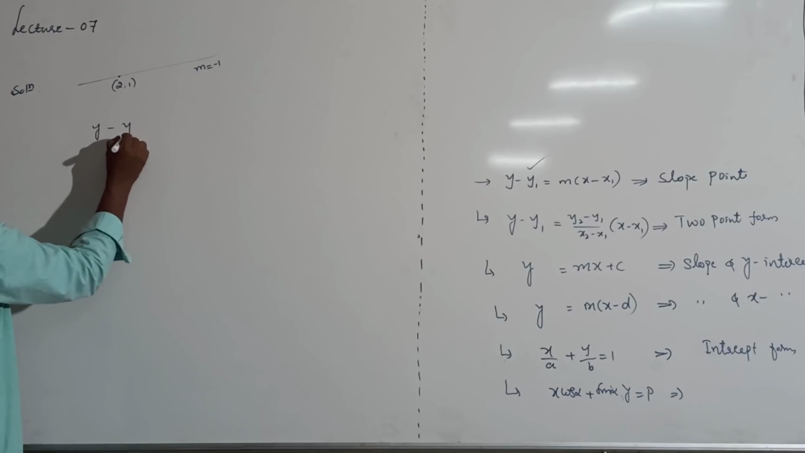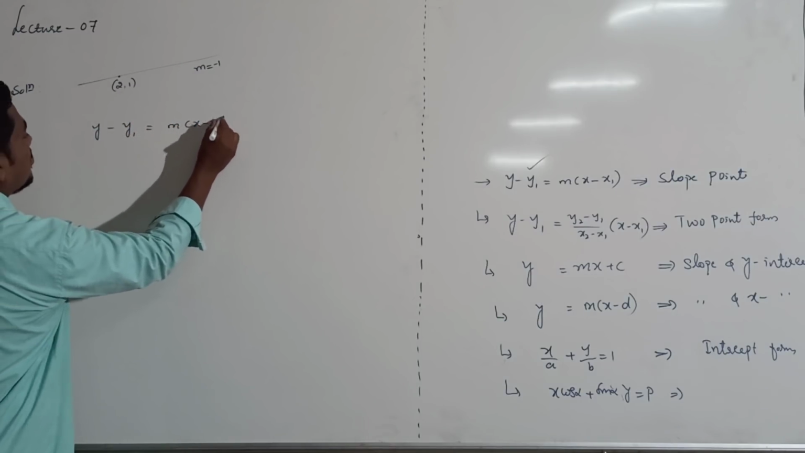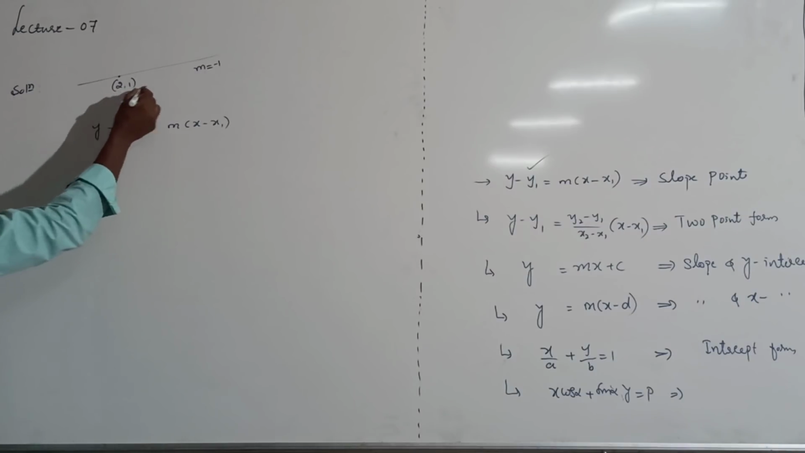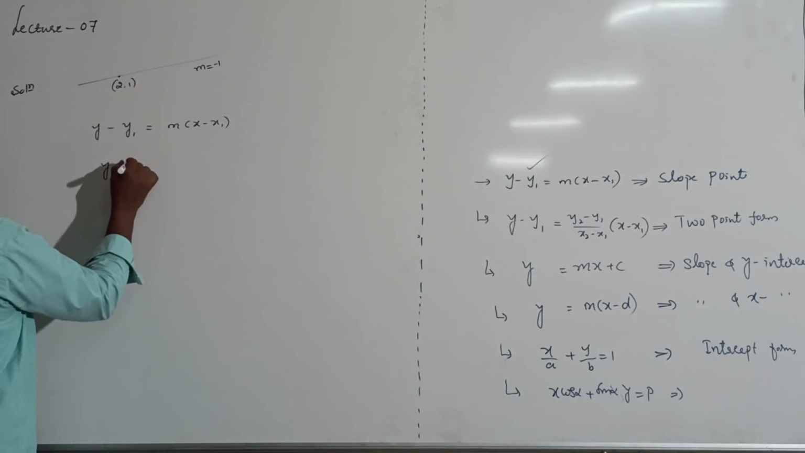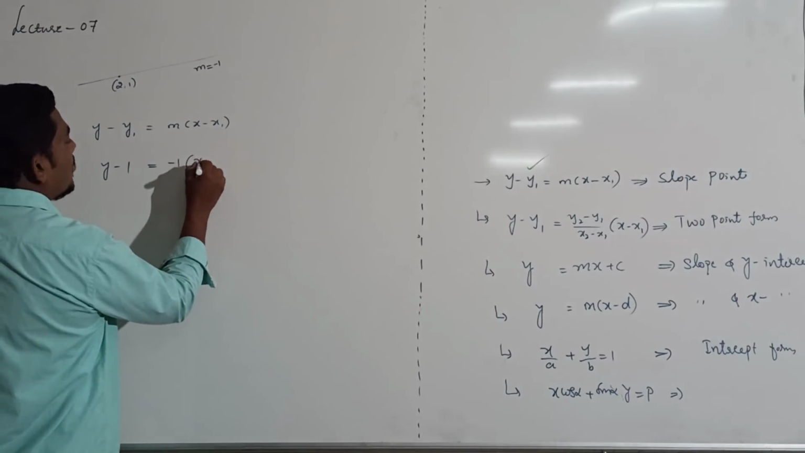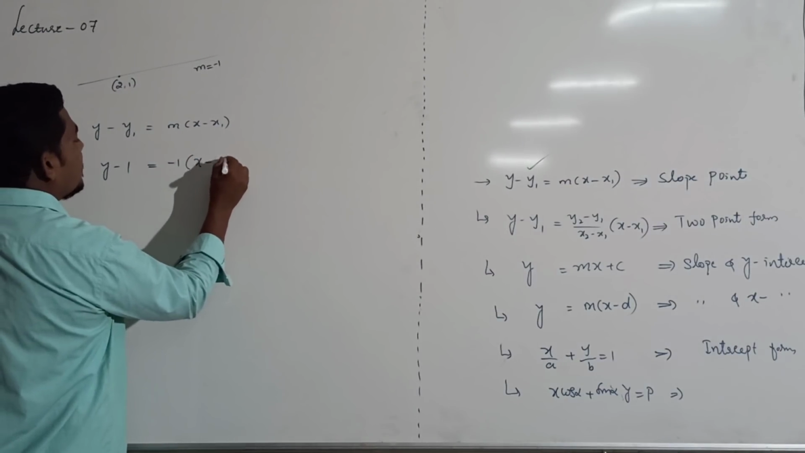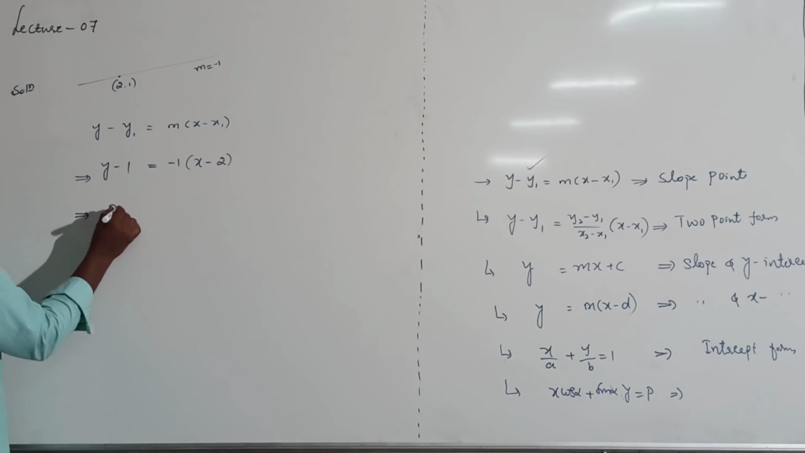Formula: y minus y1 is equal to m into x minus x1. This point is x1, y1, and m they have given. So y minus, what is y1? 1. That's equal to, what is m value? Minus 1 into x minus x1. x1 is 2. Now usual multiplication and simplification, right?